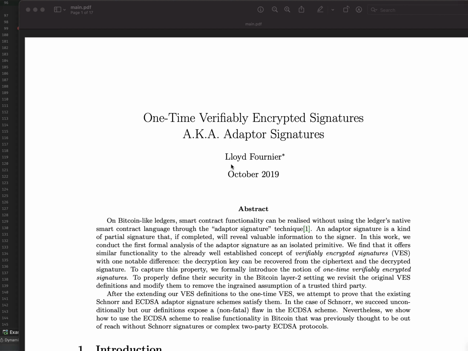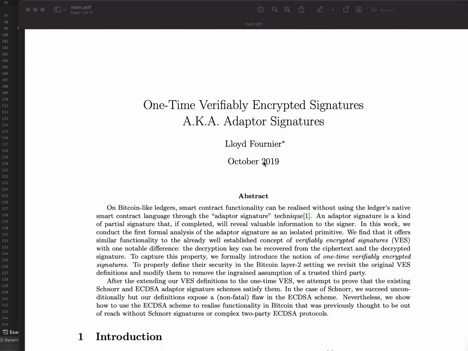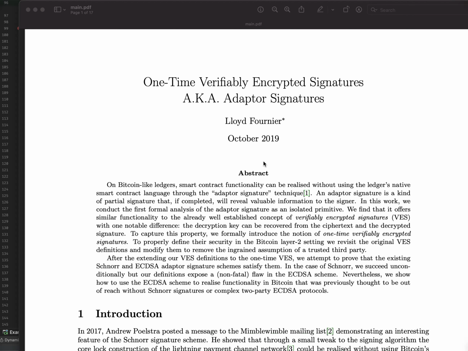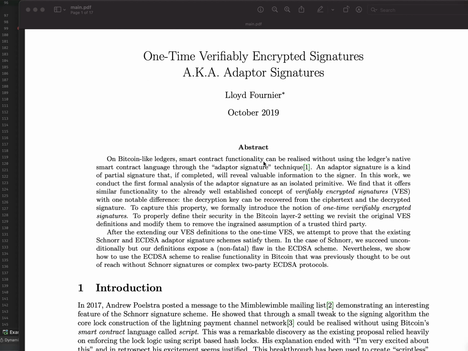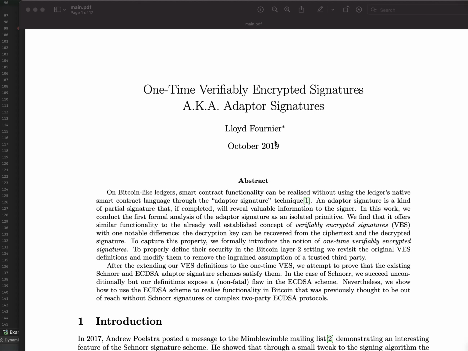There's a paper out there written by Lord Fournier. Sorry if I didn't get that correctly, but I strongly suggest that you go give this a quick read. It's not that long of a paper, but it's very intuitive, explaining exactly how adapter signatures would work in a real application.